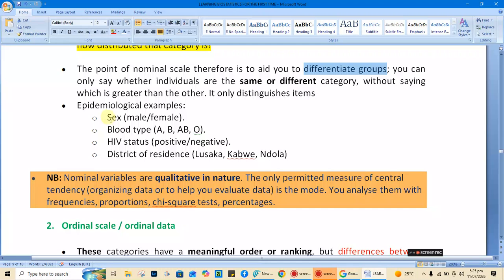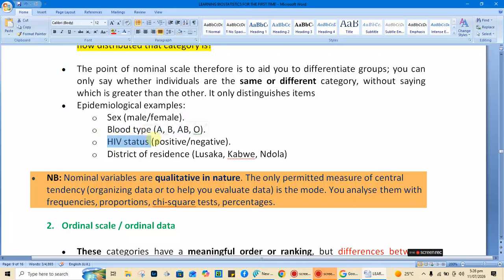So examples such as sex, blood type. I've heard people talk about there's a certain blood type that exposes you to more malaria. Blood type A, B, AB, O. One who has blood group B is not advantageous compared to one who has another blood group. These are just categories. Okay, these are just categories. There is nothing about them that makes one greater than the other.